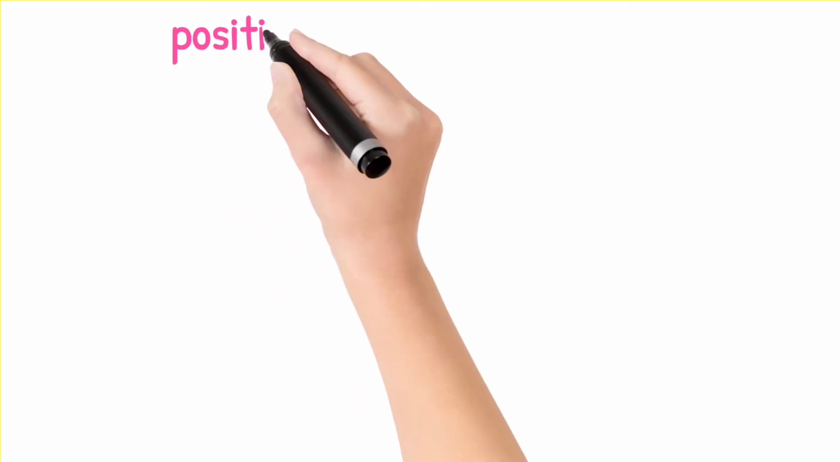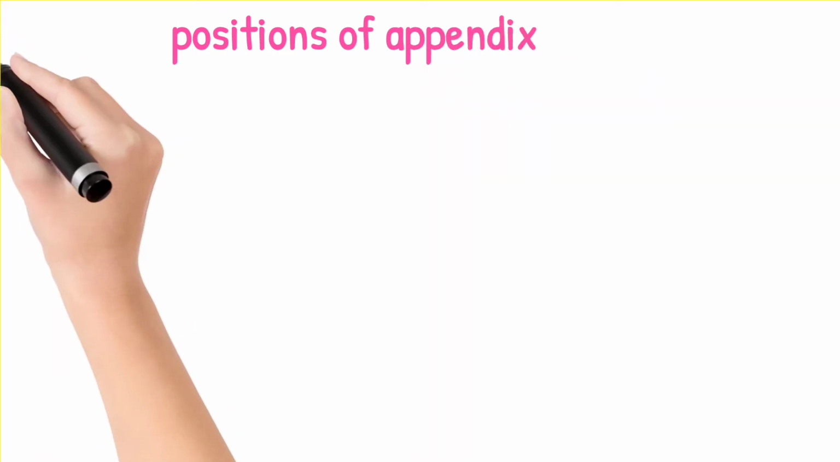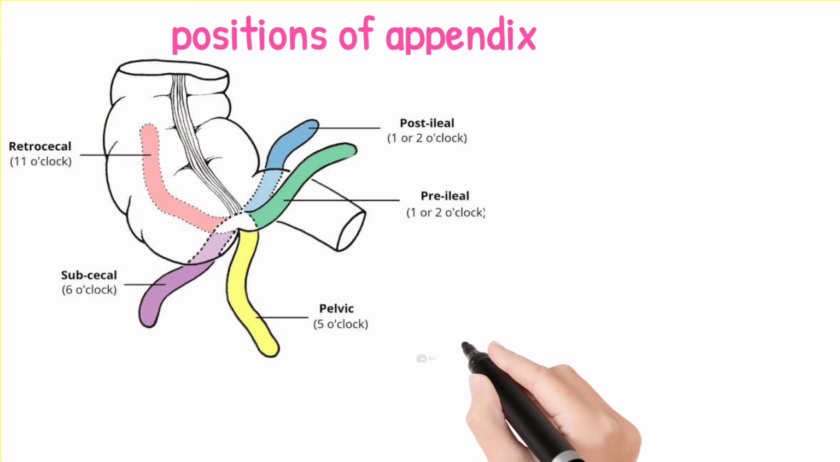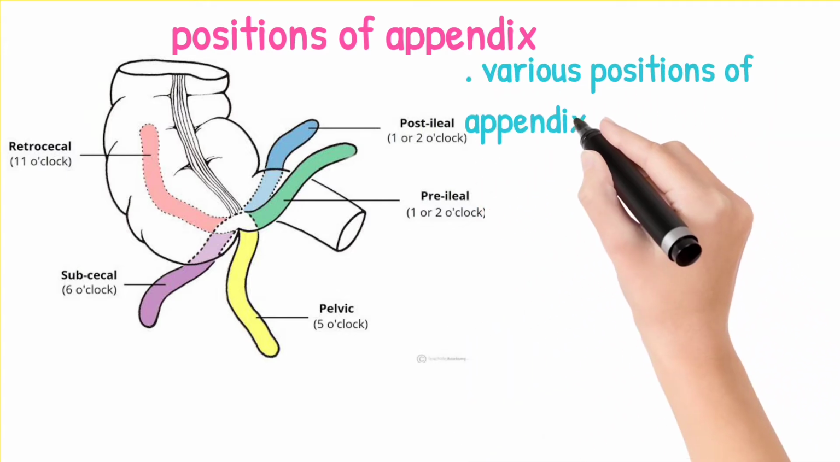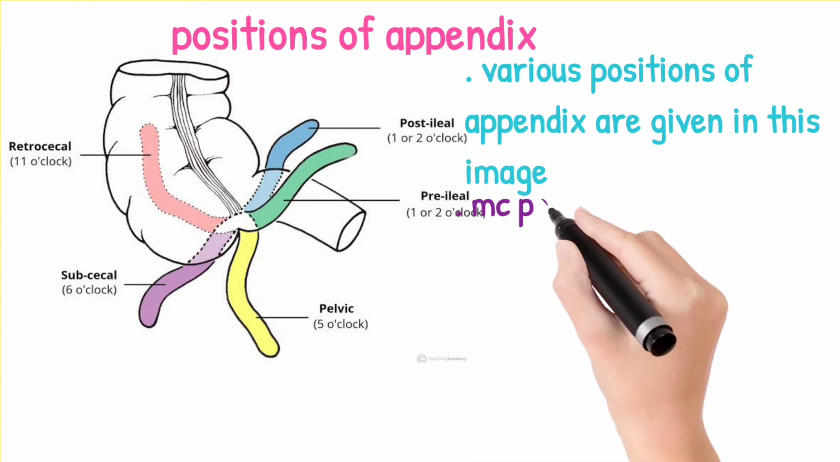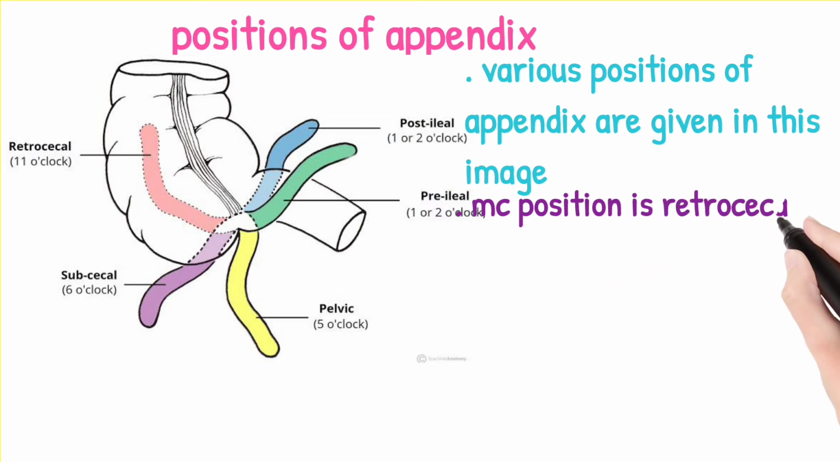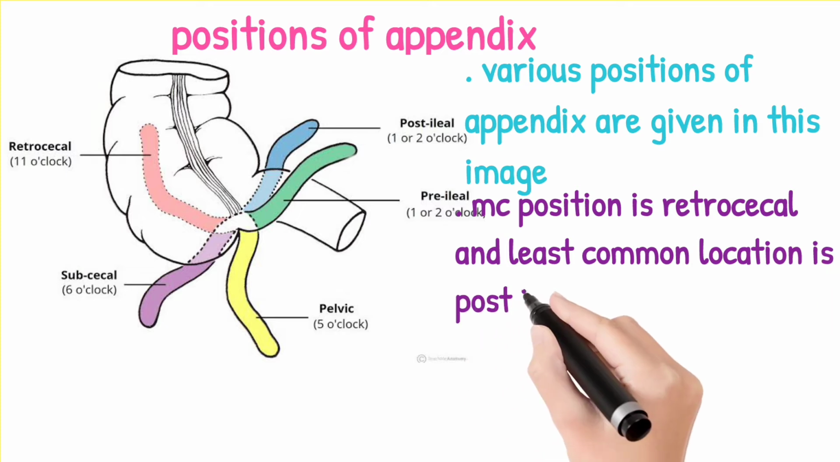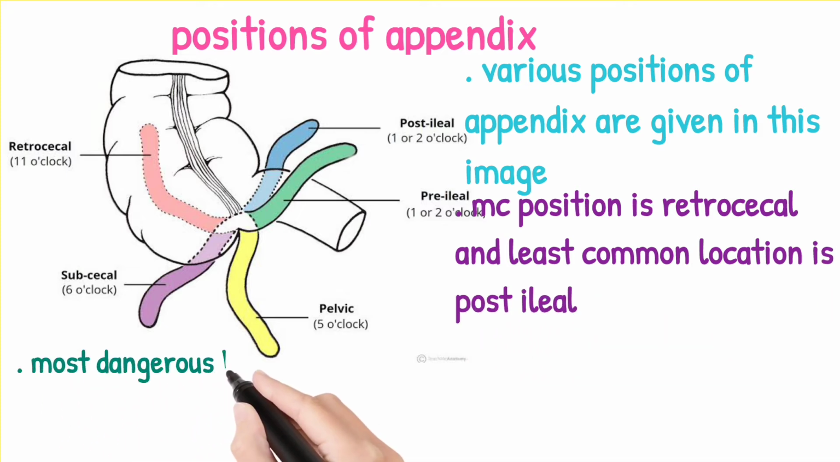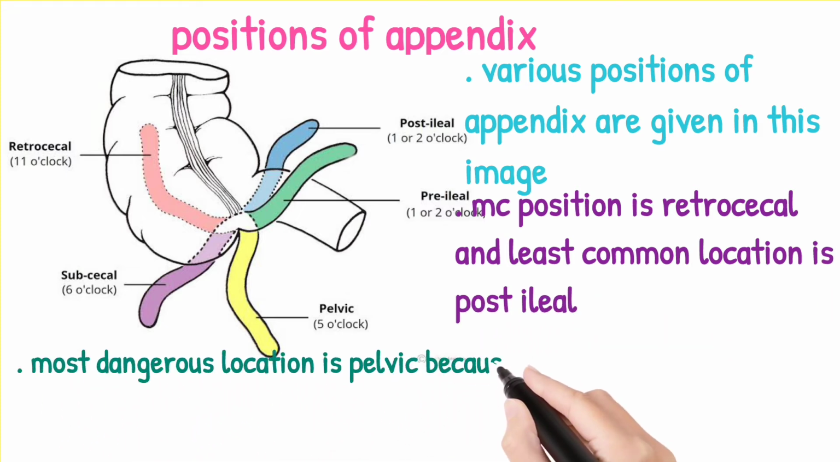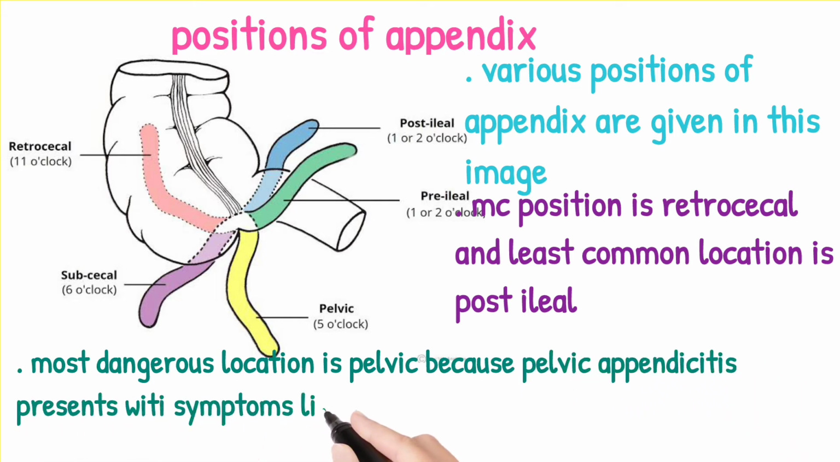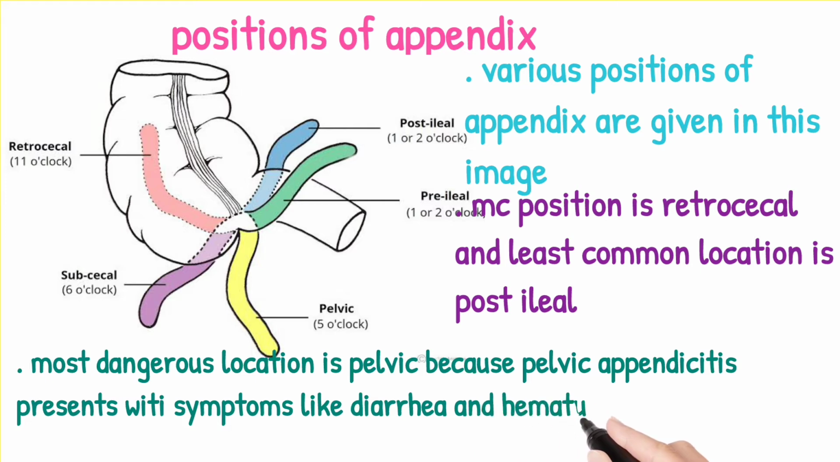Next, we will study about various positions of appendix. Appendix has different positions in different individuals. Various positions of appendix are given in this image. Most common position is retrocecal and least common position is post-ileal. Most dangerous position is pelvic because pelvic appendicitis presents with unusual symptoms like hematuria or diarrhea and delays the diagnosis.